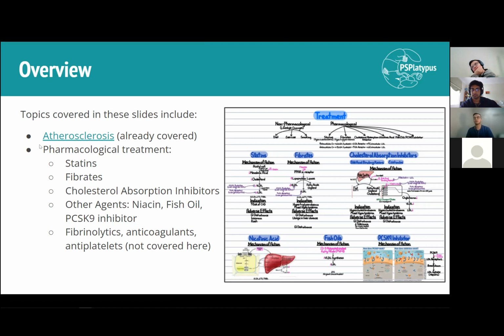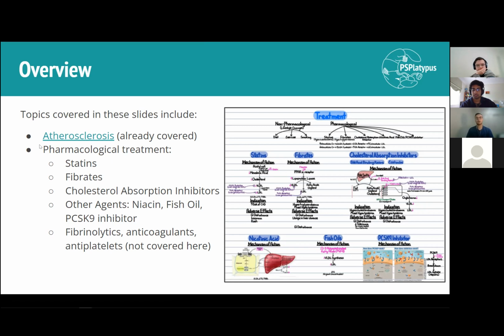Then we're going to have a look at, okay, it's a problem, but how are we going to actually deal with it in terms of pharmacology? And again, on the right, I've got a summary that I made, I think last year, when it came to this topic. There's a lot of stuff there, but we're going to focus only on the important ones. So we're going to have a look at statins, fibrates, and cholesterol absorption inhibitors. Those are probably the only important ones you really have to know about.